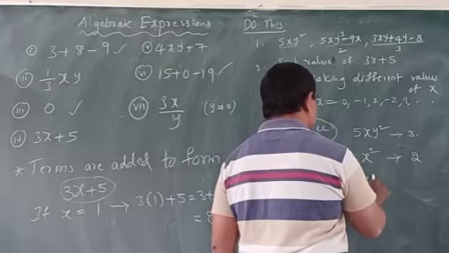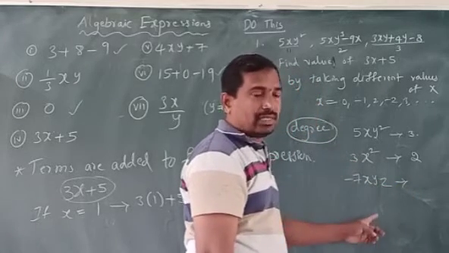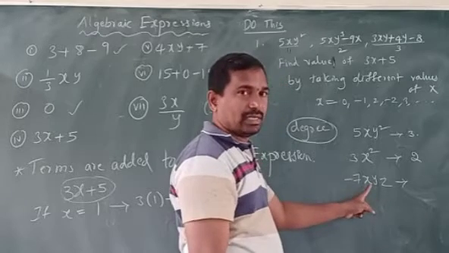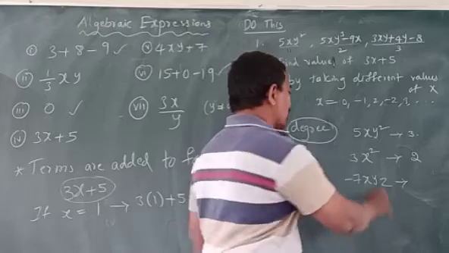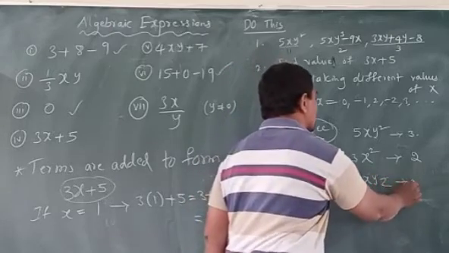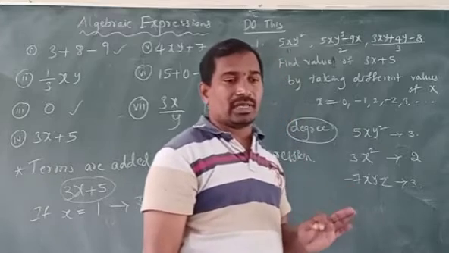For example, minus 7xyz. What is the degree? How many variables are there? 3 variables. Product is there. When product of variables is there, add the powers. 1 plus 1 plus 1, 3. So are you getting the degree of a term?